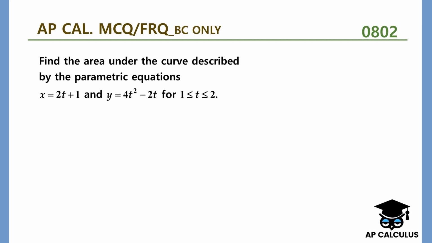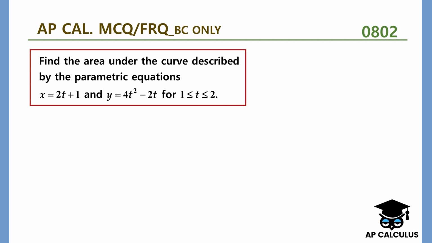Question 802. Find the area under the curve described by the parametric equations x is equal to 2t plus 1 and y is equal to 4t squared minus 2t for t from 1 to 2.